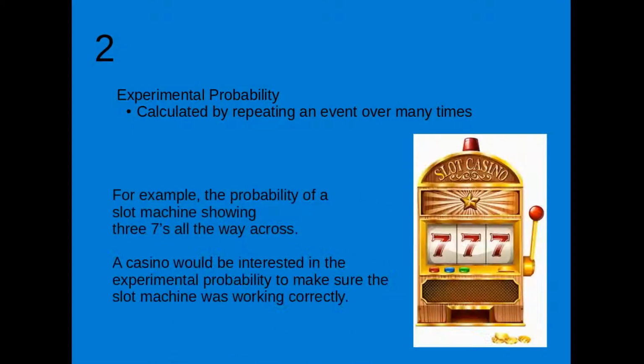Experimental probability is calculated when we repeat an event over many times, often thousands of times. For example, the probability of a slot machine showing 3 sevens all the way across. A casino would be interested in experimental probability to make sure that the slot machine was working correctly.